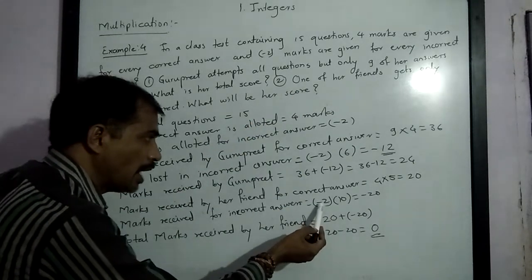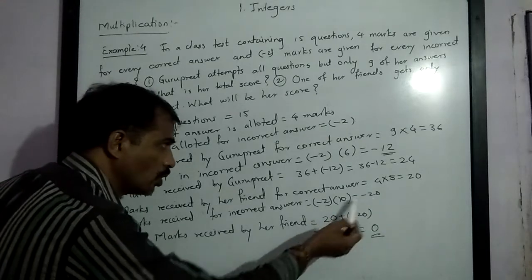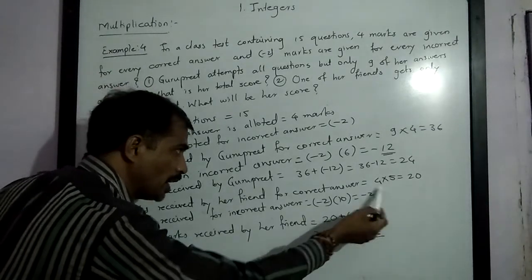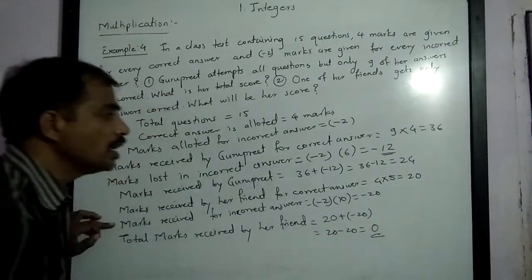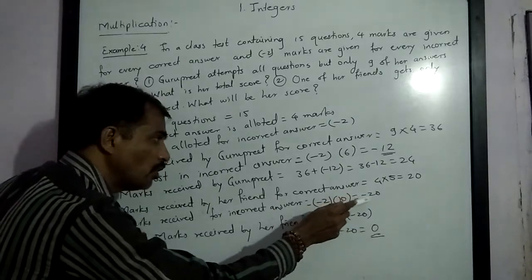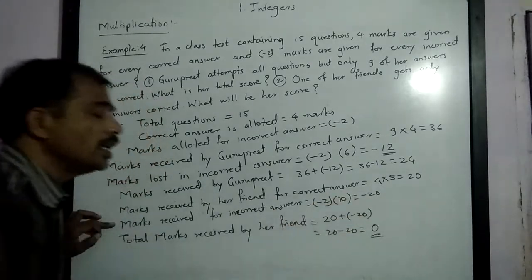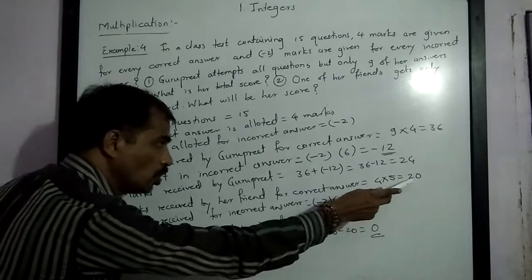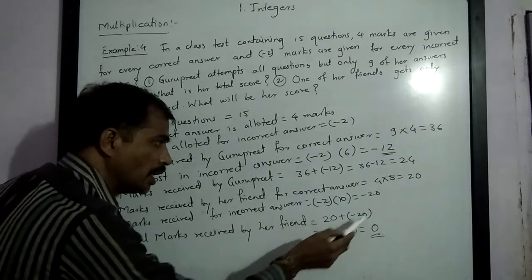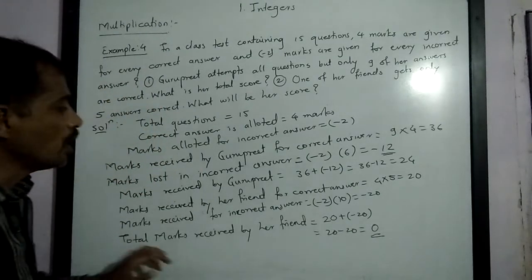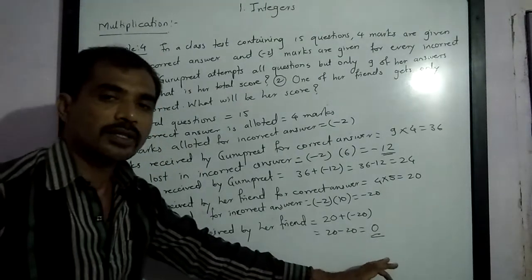So this will be minus 2 multiplied by 10, that is equal to 2 tens are 20, and minus into plus is minus. So she will get negative 20 marks for the total incorrect answers. So total marks she got is positive 20 plus negative 20. Now plus into minus is minus, so 20 minus 20 is 0. So her friend received 0 marks.